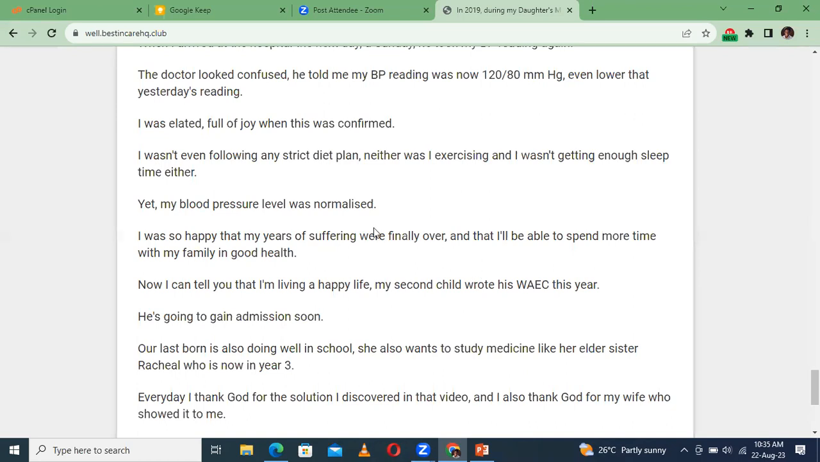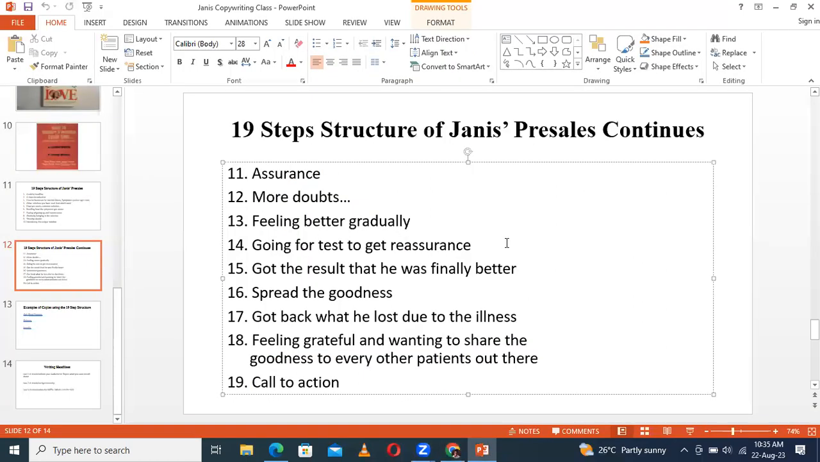Yet my blood pressure level was normalized. Who can tell us the number we are now? Guys, who can tell me the number we are now? Number 15. No, we are not at number 17 yet. We're at number 15. Good result, that was finally better.